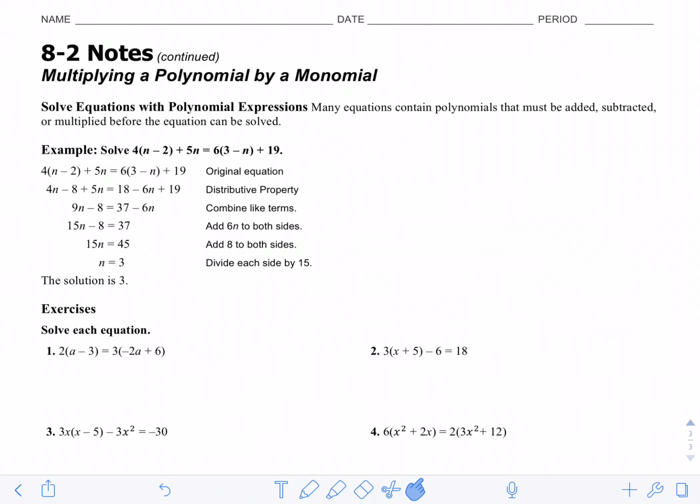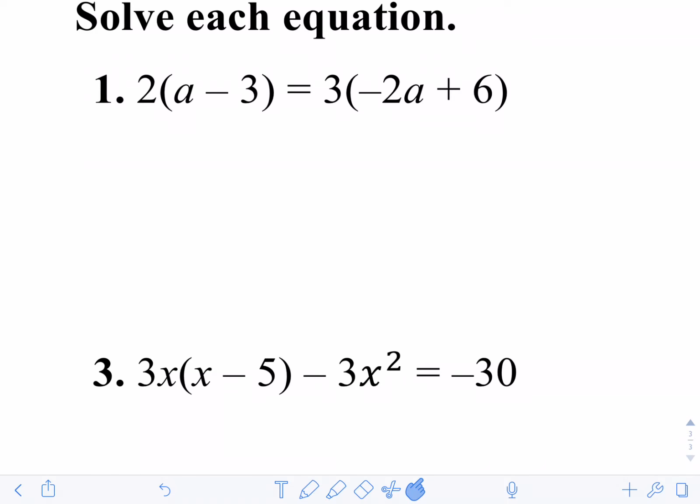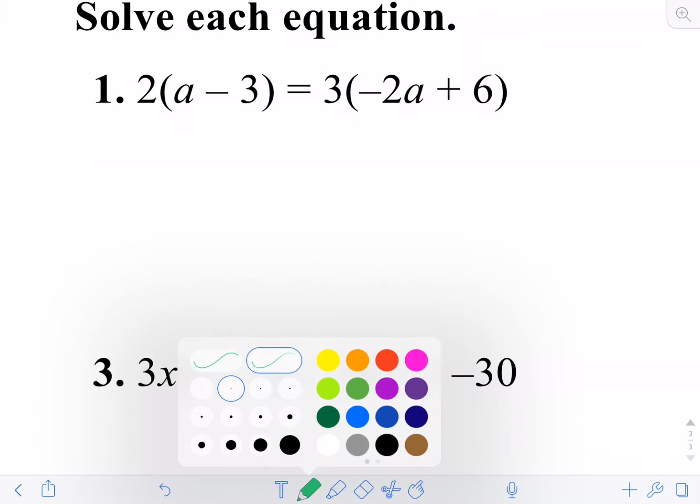Right, so this is 8-2 notes, the second part of it, where you are going to solve equations. Some of these you already know how to do, some of them are going to be a little bit new. Okay, so let's go ahead and start here with this first one.